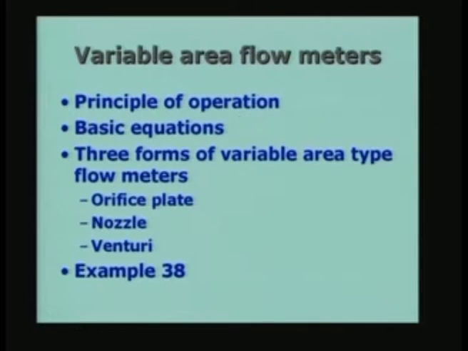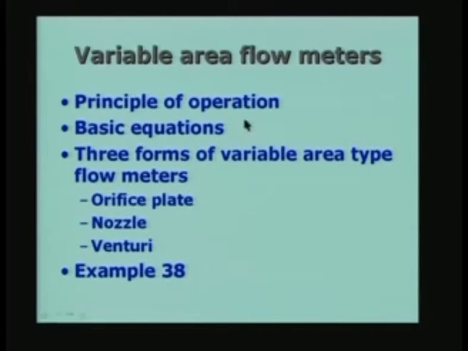Basically what we do in the variable area flow meter is to deliberately create a change in the area of the duct through which the fluid is flowing, mostly circular pipes. We deliberately introduce a change in the area. Because of the change in the area, the velocity of the fluid is going to undergo a change. Because of the change in the velocity, there will be a change in the static pressure, and we measure the static pressure and relate it to the flow rate which is being measured.